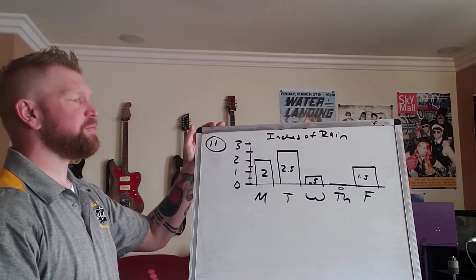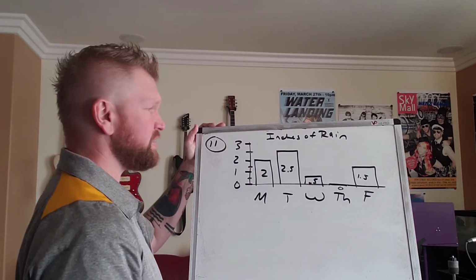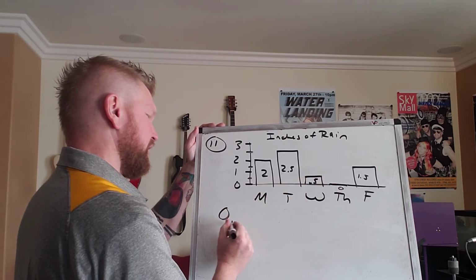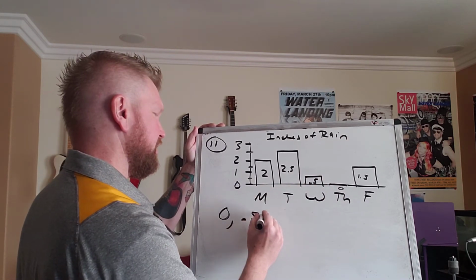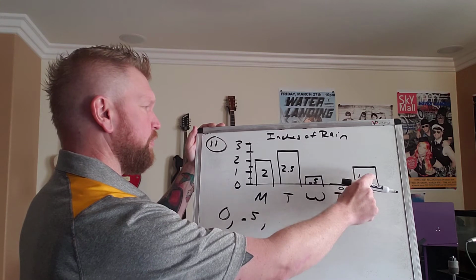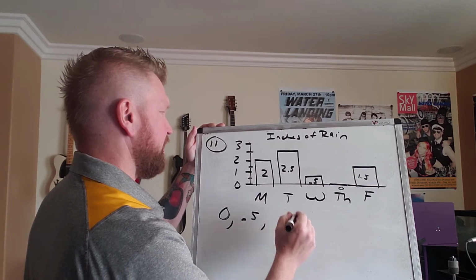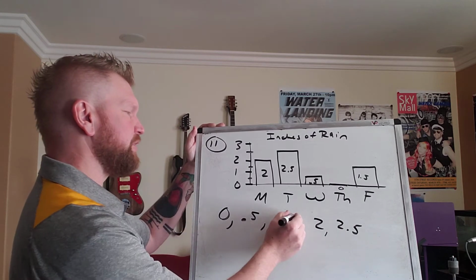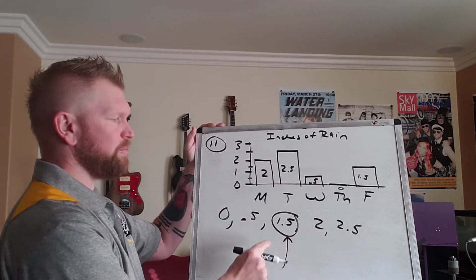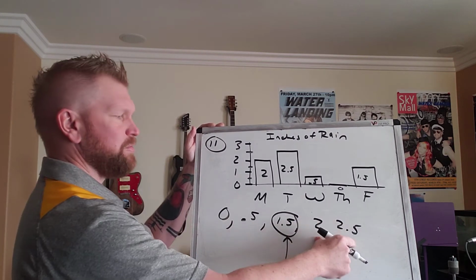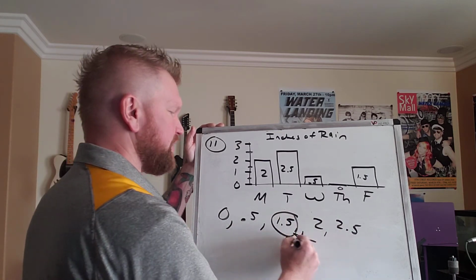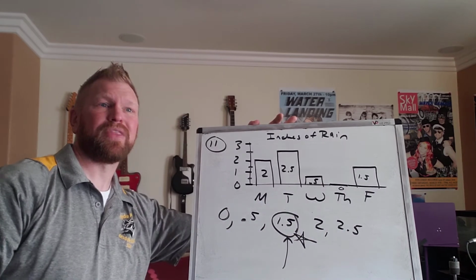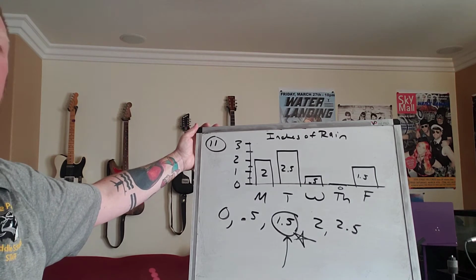So to get the median, remember you put the data in order from least to greatest, starting with 0. The next number is 0.5. Then we've got 1.5. Next 2. Finally 2.5. And the median is the middle number. In this case, there is only one number in the middle. 2 numbers are below it. 2 numbers are above it. 1.5 is our median number. There we go. All right, that's going to bring us to question 12.